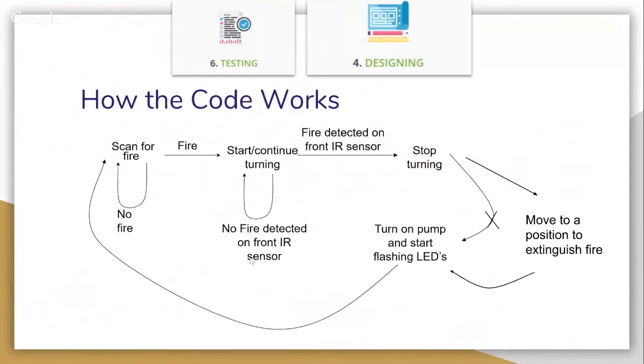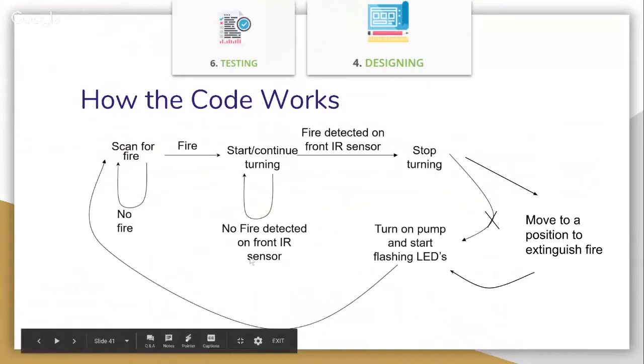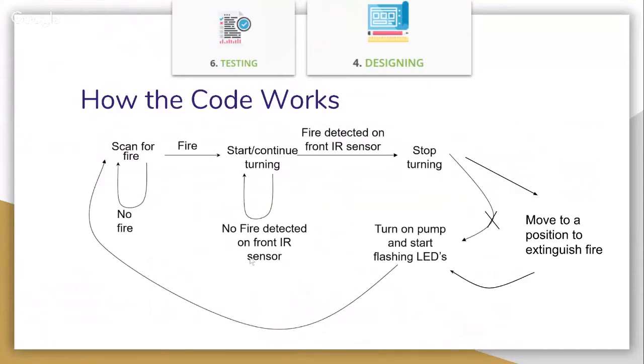I also made a new code map about how the robot would work once this change was implemented. Instead of the robot immediately turning on the pump and flashing the LEDs after it stopped turning, it would, after stopping to turn, move to a position to extinguish the fire, and then turn on the pump and start flashing the LEDs.